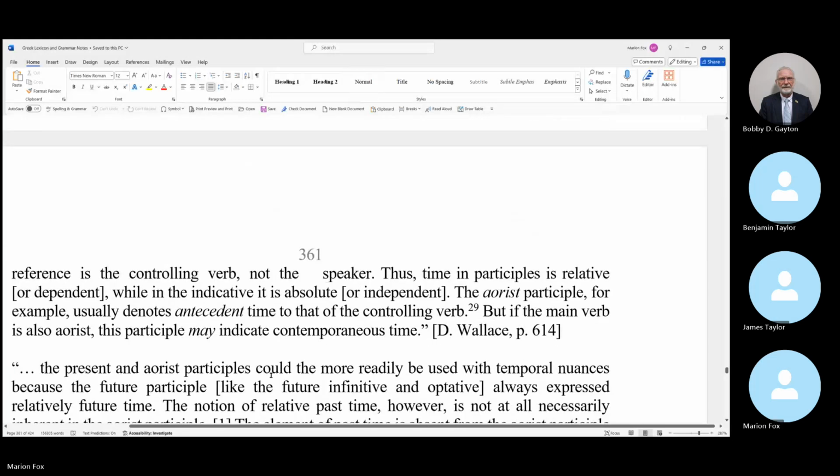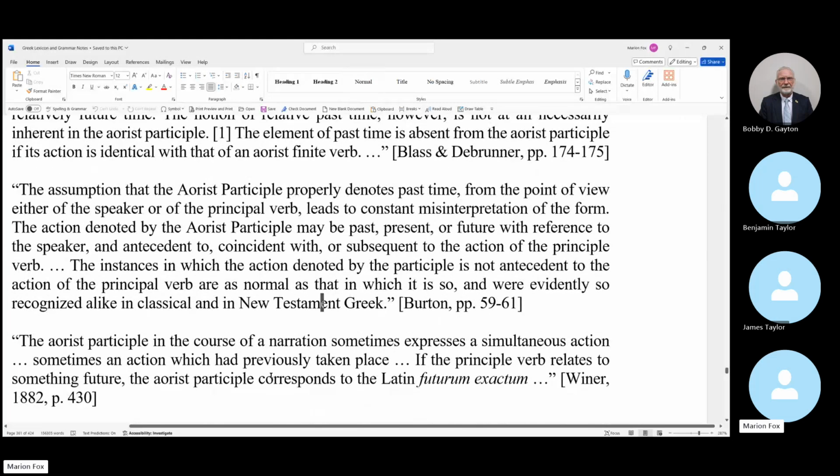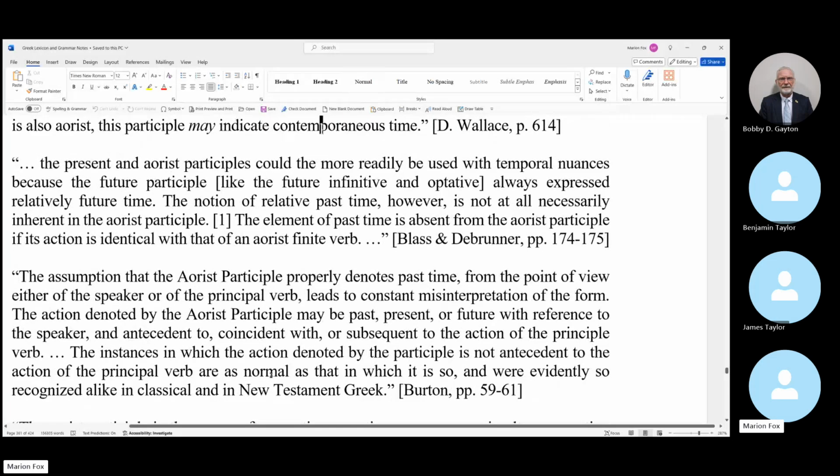Daniel Wallace. And then we have Bryson DeBrunner. That's an advanced grammar book. Daniel Wallace is advanced grammar. And this is an old book, but it has long been telling you this: the action known by the aorist participle may be past, present, or future. Right? And he said it can be antecedent to, coincident to, or subsequent to the action of the principal verb. Right? Does that make sense? Everyone see what I'm saying?